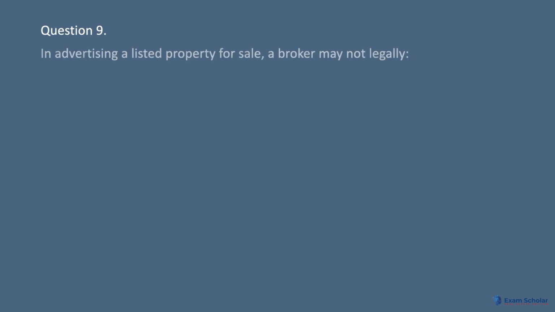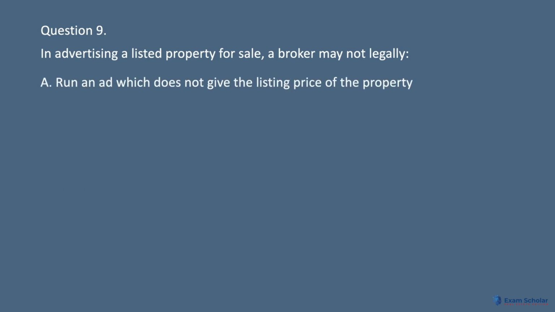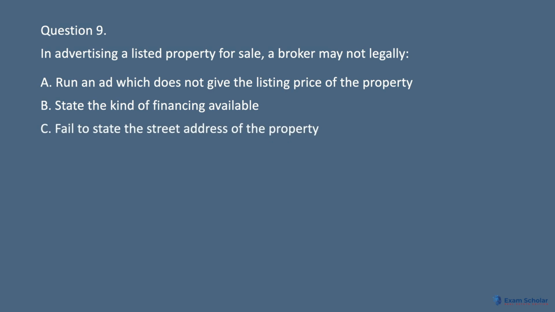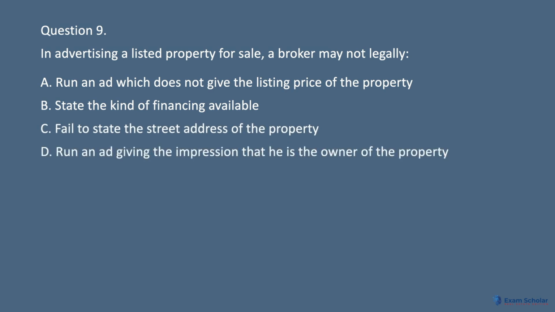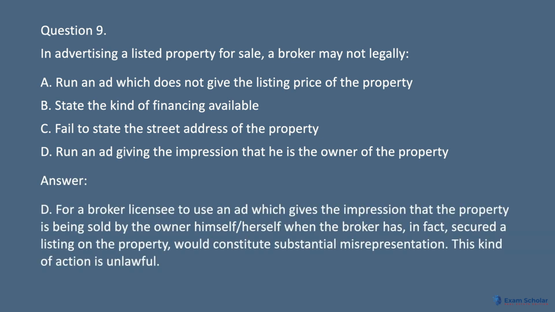Question 9. In advertising a listed property for sale, a broker may not legally A. Run an ad which does not give the listing price of the property. B. State the kind of financing available. C. Fail to state the street address of the property. D. Run an ad giving the impression that he is the owner of the property. Answer D. For a broker licensee to use an ad which gives the impression that the property is being sold by the owner himself/herself when the broker has, in fact, secured a listing on the property, would constitute substantial misrepresentation. This kind of action is unlawful.